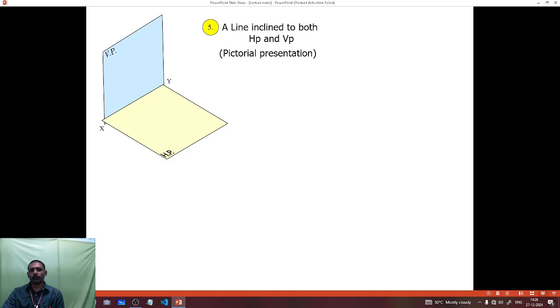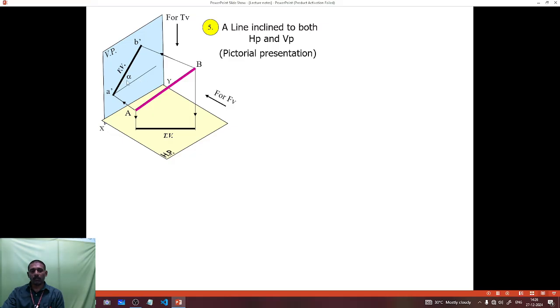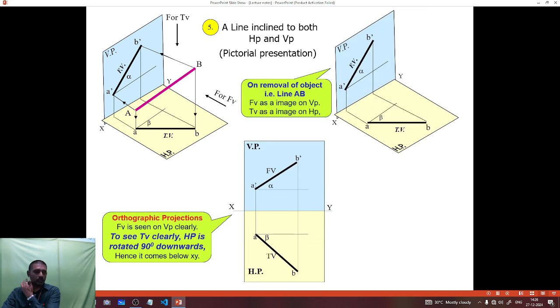Next, the fifth case, the line inclined to both HP and VP. What does that mean? It is somewhat inclined from the VP and somewhat inclined from the HP. The alpha is the inclination from the HP, and the beta is the inclination from the VP. How do we draw the pictorial representation, which means the orthographic projection? Alpha and beta are the angles with respect to the HP and VP. This is an example of a line inclined to both the HP and VP.